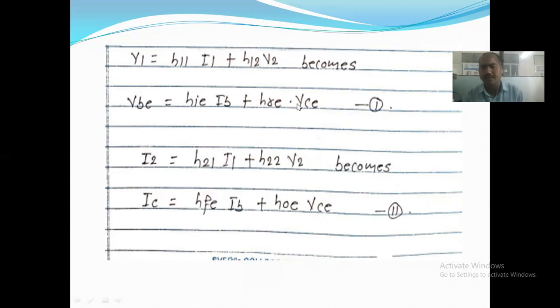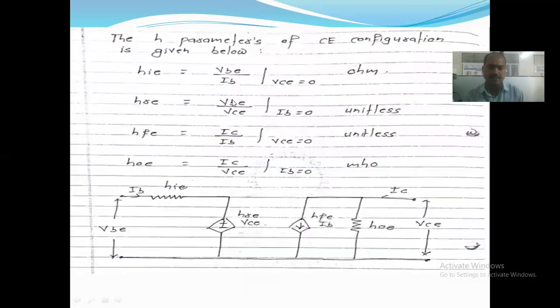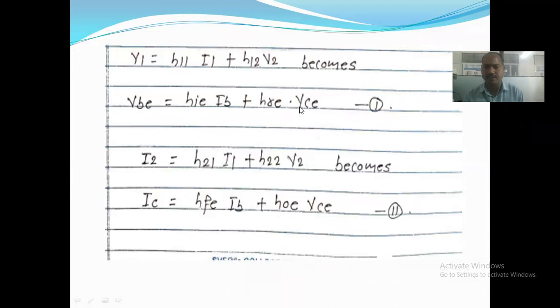We have to make this thing zero, right? So that VC, in this case, to find out the HI, we have to make VC equal to 0. VC = 0 indicates that all those terms should be 0, right? So here HI into IB, so HI equals VB divided by IB, when we take VC equal to 0.